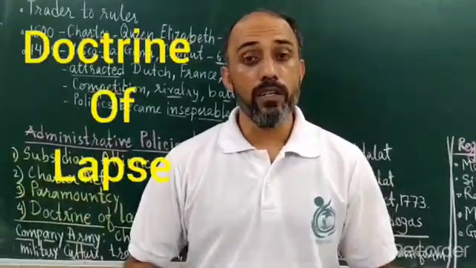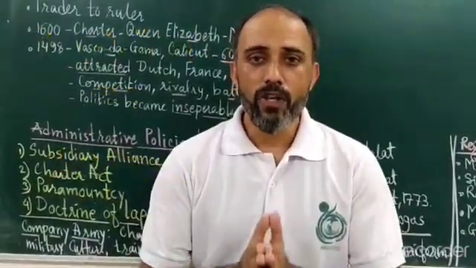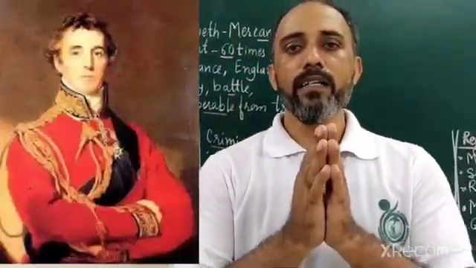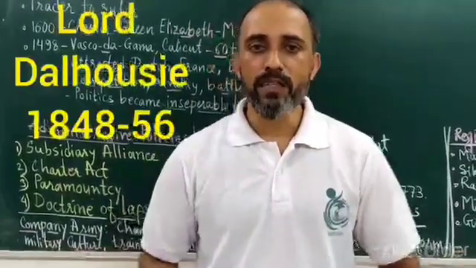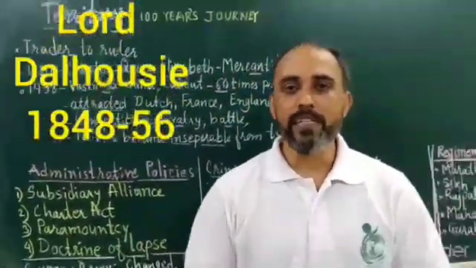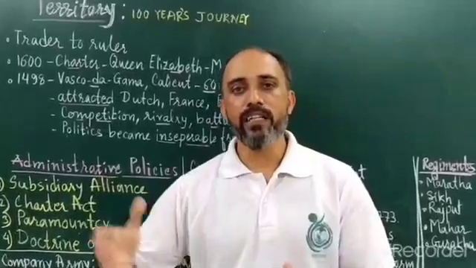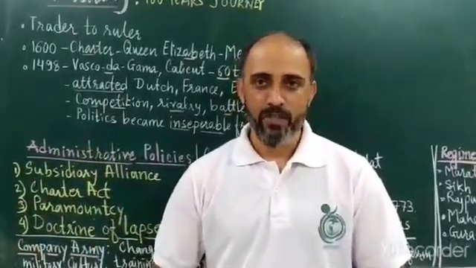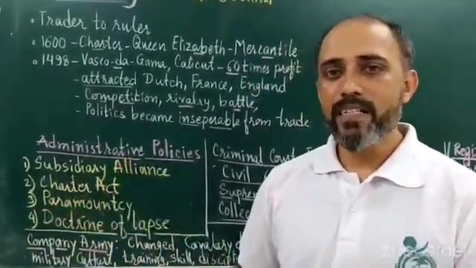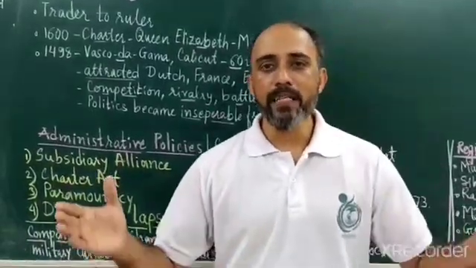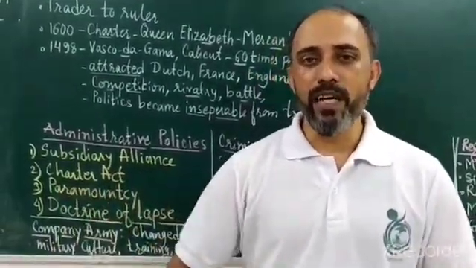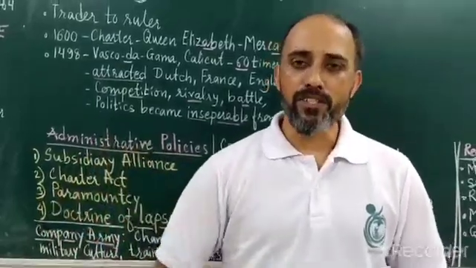And the next one was the Doctrine of Lapse. This was designed by Lord Dalhousie, who was governor from 1848 to 1856. During these 8 years, he annexed many small and big states of India into the British East India Company.